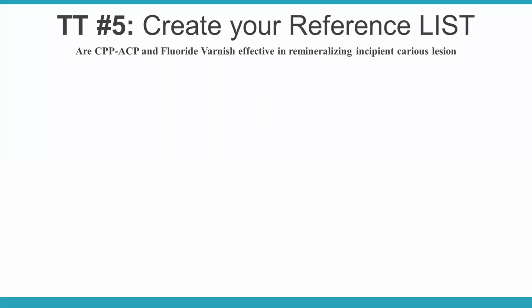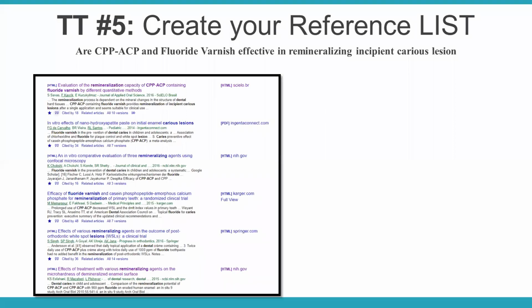So let us go to the next step. The next step is to create your reference list. As we started with this search question, let us use the same research question. The search question which we had formulated is: are CPP, ACP and fluoride varnish effective in remineralizing incipient carious lesions? So we had created our library and we had chosen these articles, saved through this star in our library.